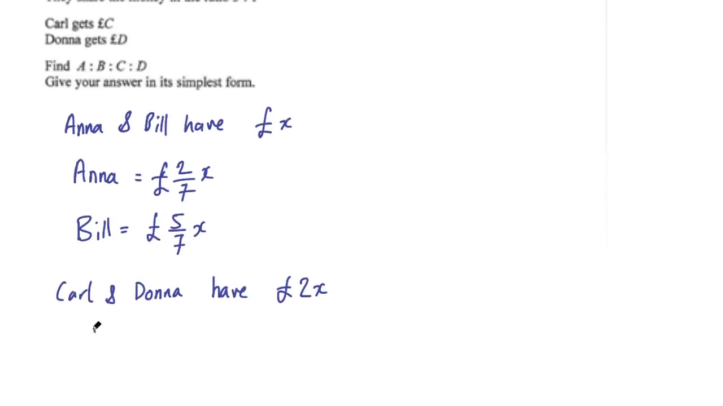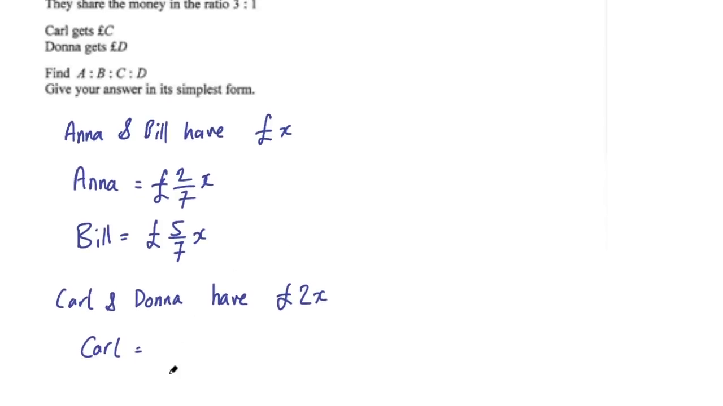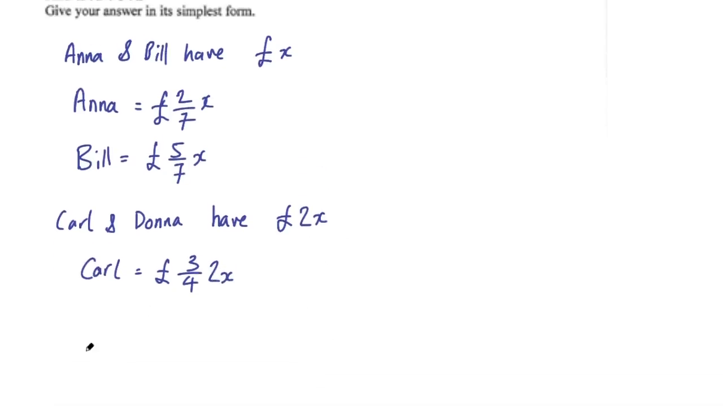And how much will Carl get? He will get 3 out of 4, right? So this ratio is split into 4 parts. He's getting 3 of those parts, so he's getting 3/4 of the total. And remember the total here is 2x, not just x, but 2x. So he's getting 3/4 of the total, which is 3/4 of 2x. And then Donna is getting 1/4 of the total.